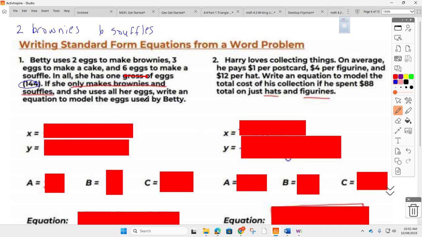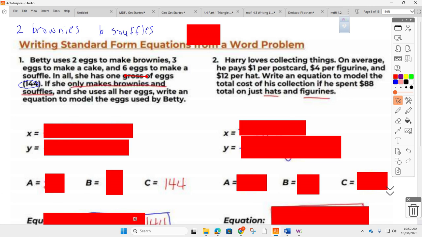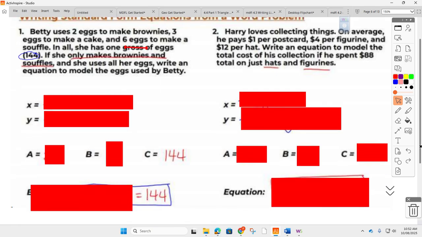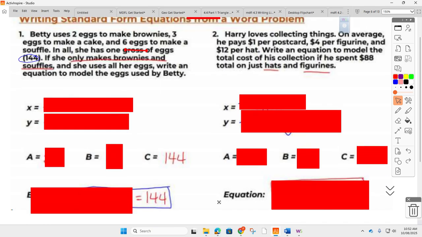And so we know that our equation is going to be equal to C. That's going to be the total. In this case, it's going to be the total eggs. What are the total eggs Betty's going to use? 144, right? So we know we need AX plus BY equals C, but we just said that's 144. So far, so good?